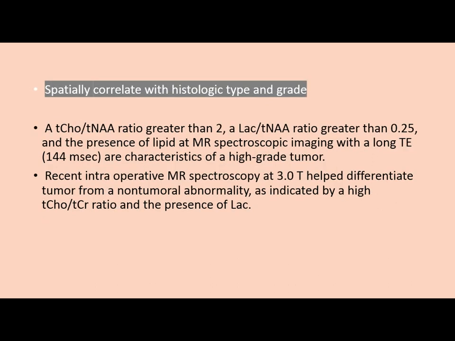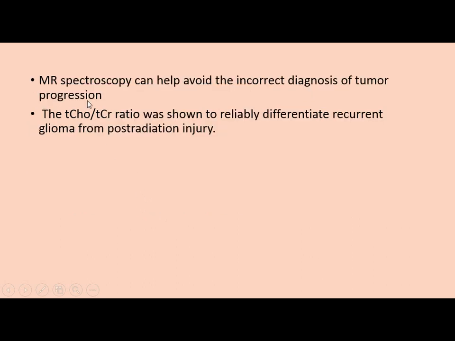And spatially correlating with histological type and grading, choline NAA ratio greater than 2 and lactate NAA ratio greater than 0.25 and the presence of lipid at MR spectroscopy imaging with a long TE are characteristic of high-grade tumor, because normally lipid will not be seen with a long echo time. And recent intraoperative MR spectroscopy, done at high Tesla, for example 3 Tesla, helps differentiate tumor from non-tumoral abnormality, as indicated by high choline creatine ratio and the presence of lactate. And it can also avoid incorrect diagnosis of tumor progression.